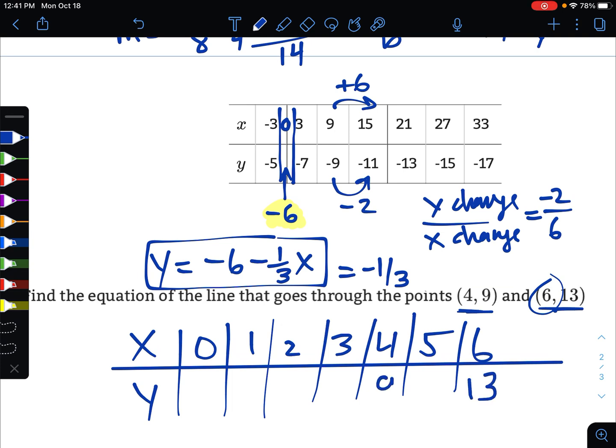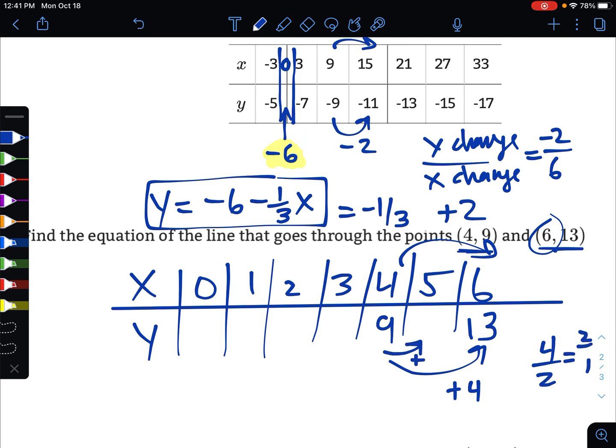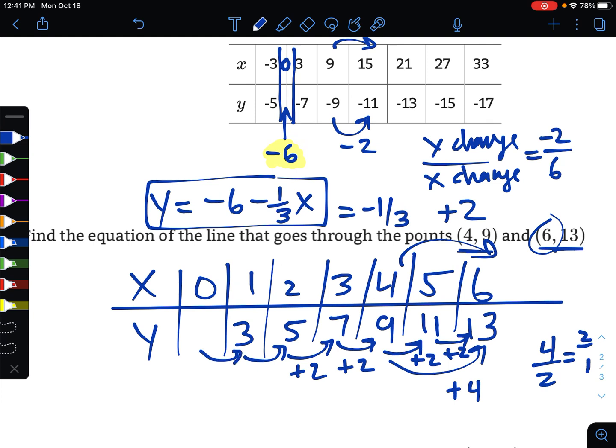So 6 is at 13, 4 is at 9. So our y change here is 4 for every 2. So our 4 over 2 is 2 over 1, which means that this would be a plus 2, which is 11. And that makes sense because that would be a plus 2 to 13. So 4 for every 2 is the same as 2 for every 1. So then working backwards, if this is plus 2 this way, this has got to be 7. Same thing, that's got to be 5, 3, and then 1. Just again, following this pattern backwards.